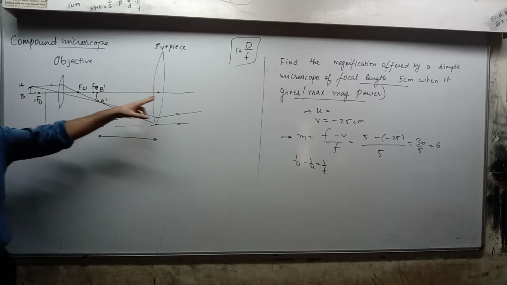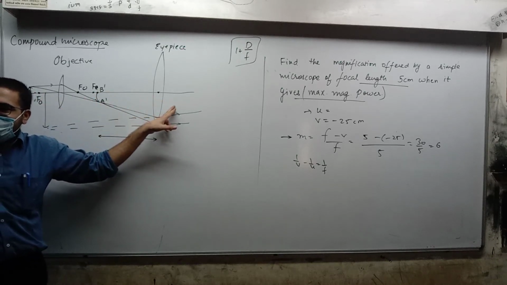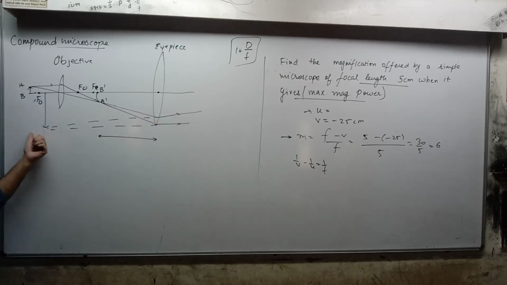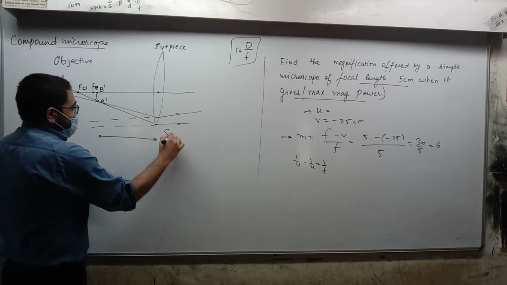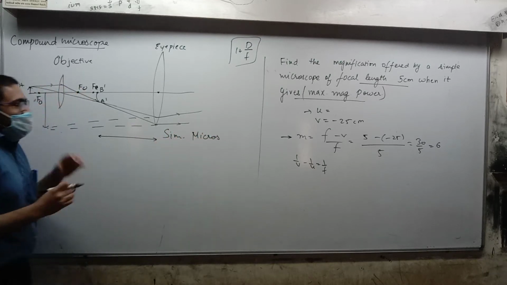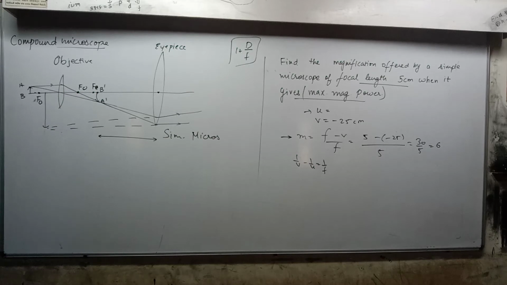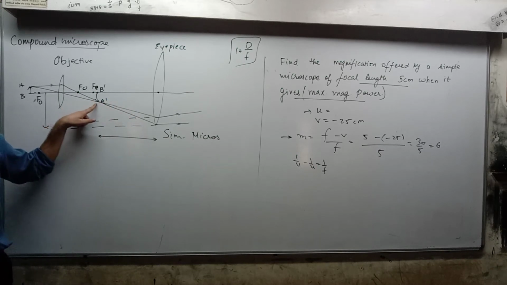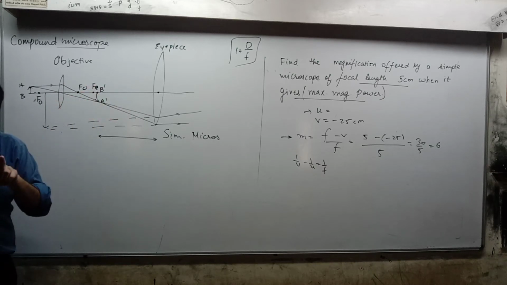Now this image becomes the object for the eyepiece. Then we get a final virtual image here. So this eyepiece behaves just like a simple microscope, make no mistake about it. But for this eyepiece, this is the object, which is already partially magnified. Two-step process. Got it?